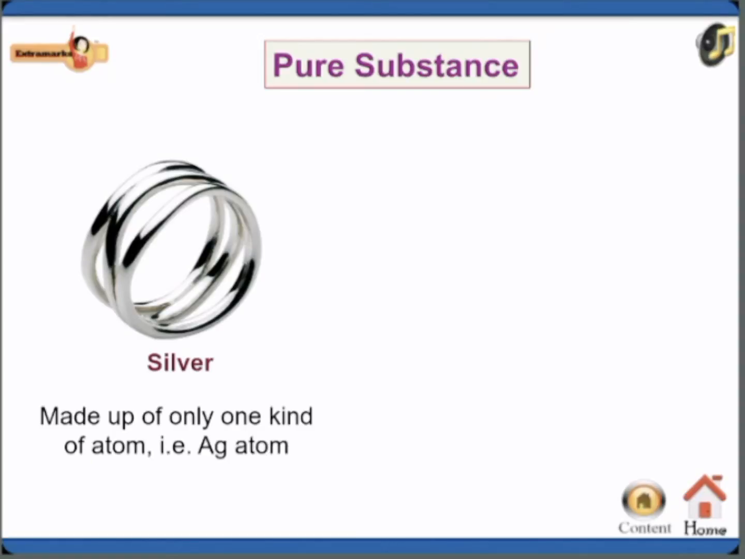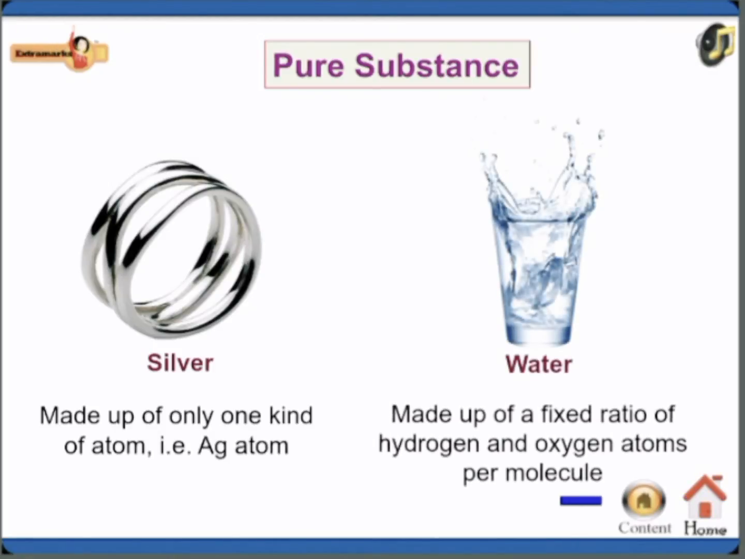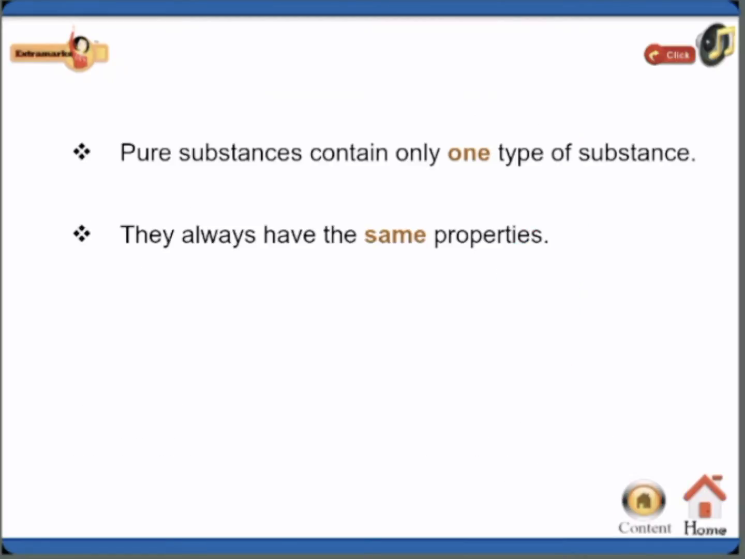Silver is made up of only one kind of atom, that is, silver atom. Water is made up of a fixed ratio of hydrogen and oxygen atoms per molecule. Pure substances contain only one type of substance. They always have the same properties.